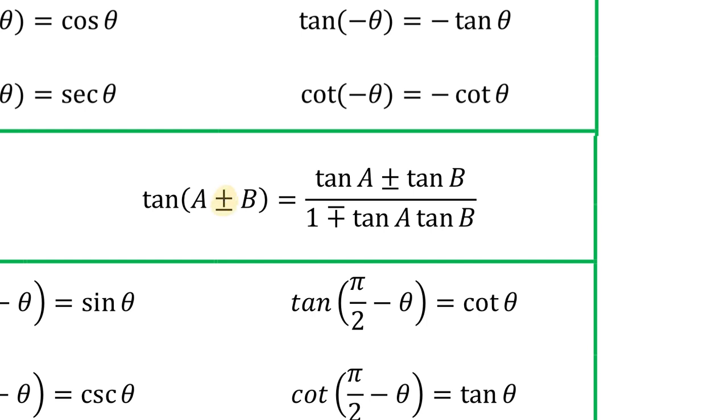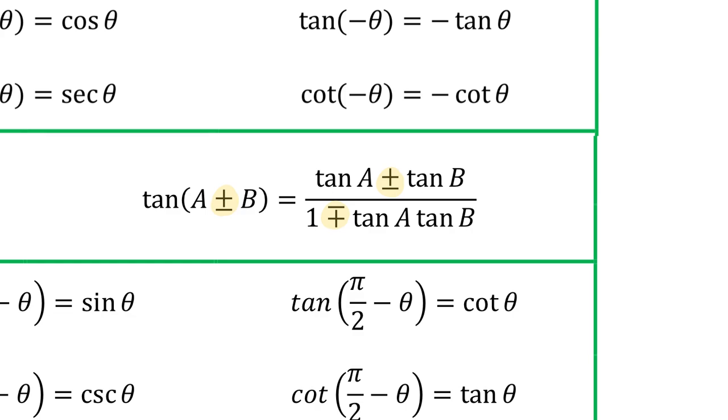So let's do the pluses first, everything on top, which means that we are going to do tangent of A plus tangent of B all over 1 minus tangent of A times tangent of B. If we are subtracting here, the difference of two angles, we will subtract on top, but we will add on bottom. Do we see how to read these formulas? That's pretty much the main gist here.